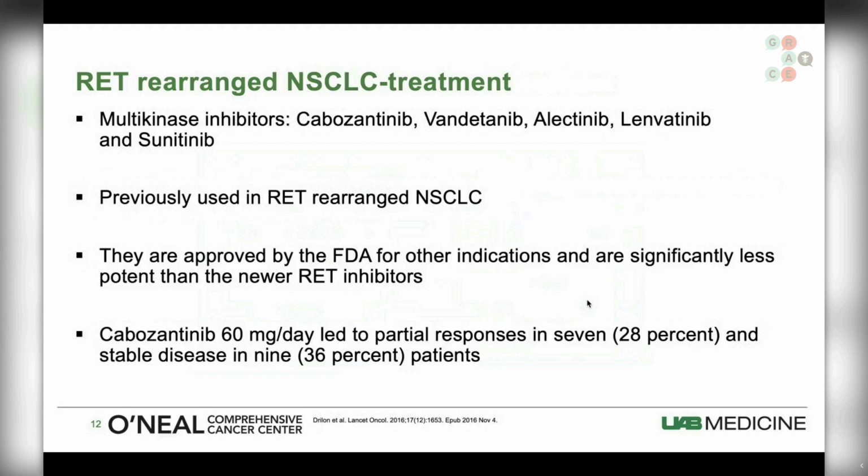I'm going to cite an example with cabozantinib. When we used to use this drug for patients who had RET rearrangements, there were studies that showed that people had responses about 28% of the time, and about 36% of people had stabilization of their disease.